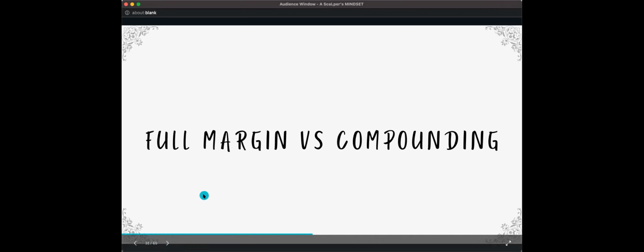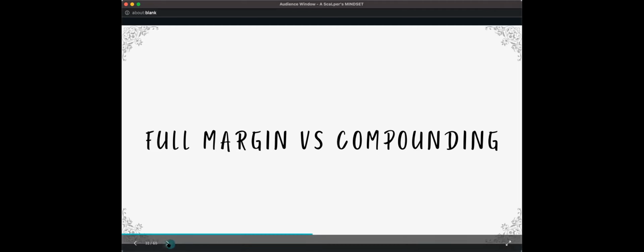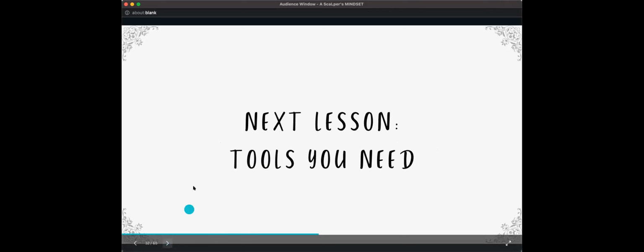Full margin versus compounding. Like I said, full margin is where you're literally using all your leverage on each position. Compounding is that slower one where we're just compounding the account slowly, but it's not necessarily slow, it's just less risk involved. Okay. Next lesson will be the tools you need to trade our system.